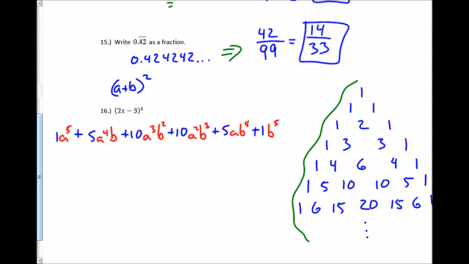Of course, with a and b, that's simple, but I'm just going to replace each of those with what I have written here. In other words, right here, a is actually 2x, b is actually -3. So I'm going to plug those in their places. Each time I see an a, I'm going to plug in a 2x. Each place I see a b, I'm going to plug in a -3.